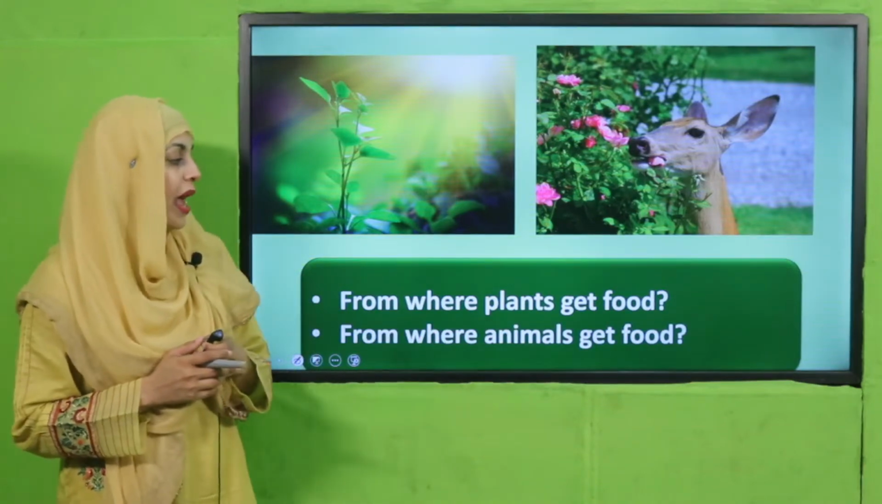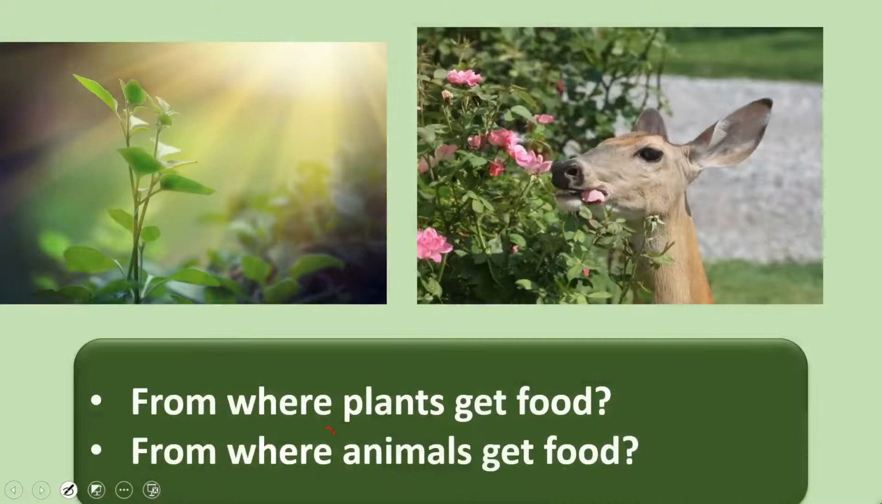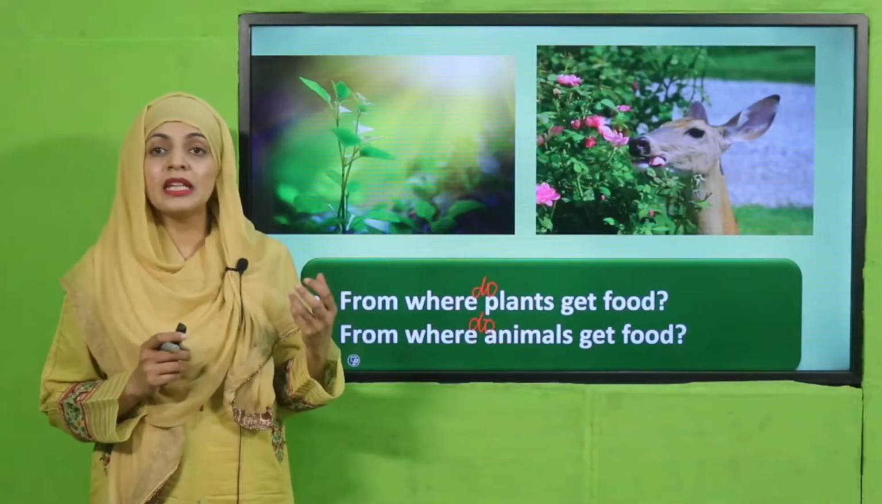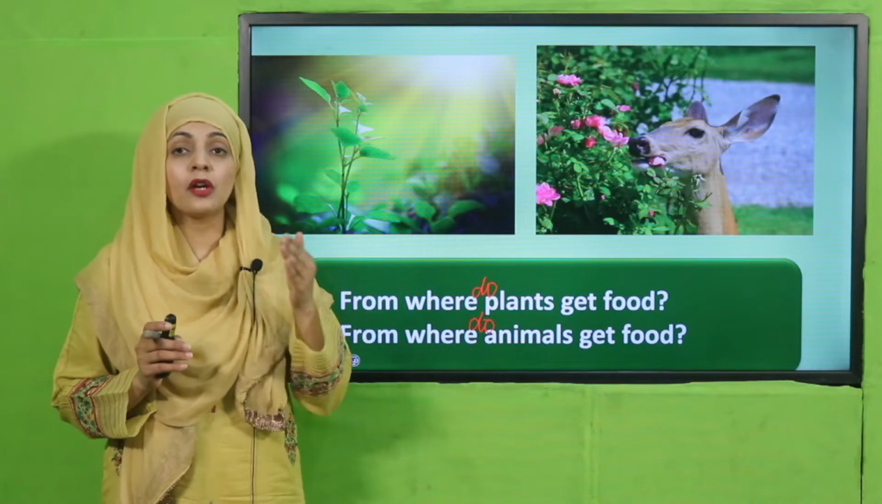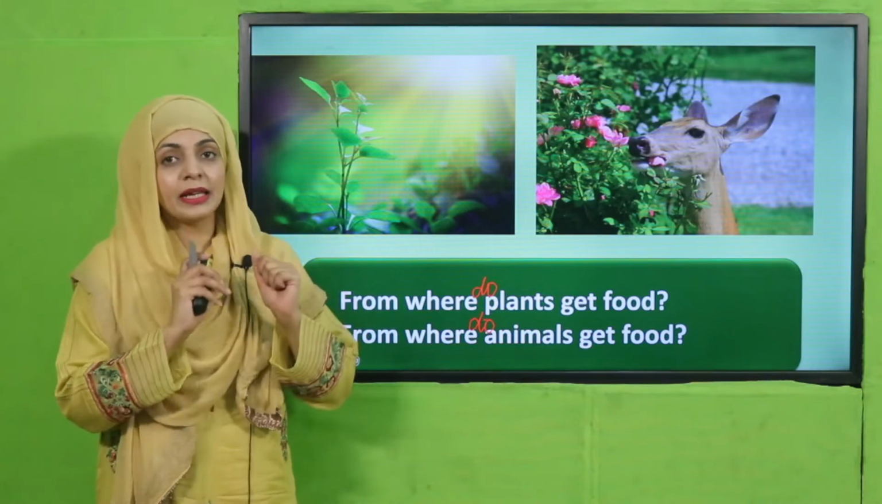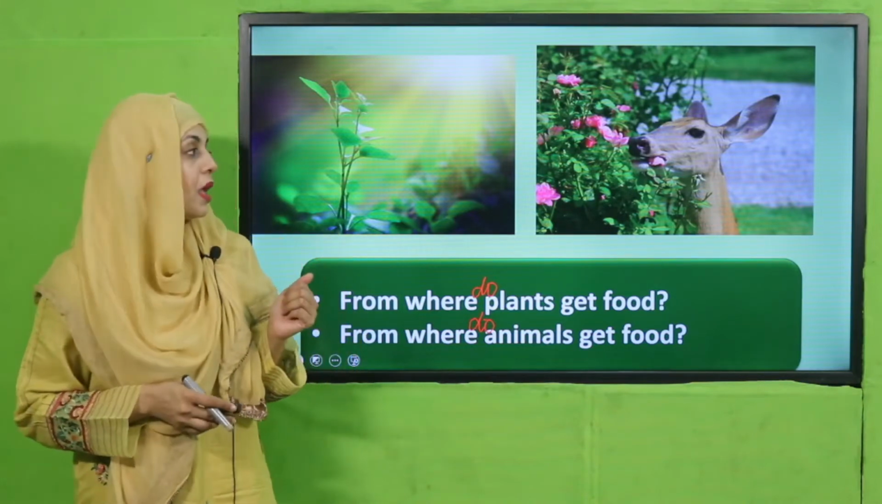Now, from where do animals get their food? They either eat other plants or they eat other animals, or animals eat both plants and animals. So this is how they get their energy or get their food.